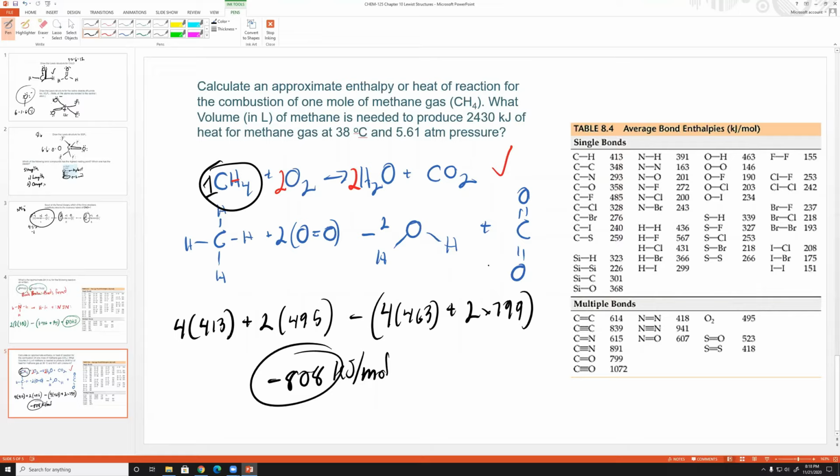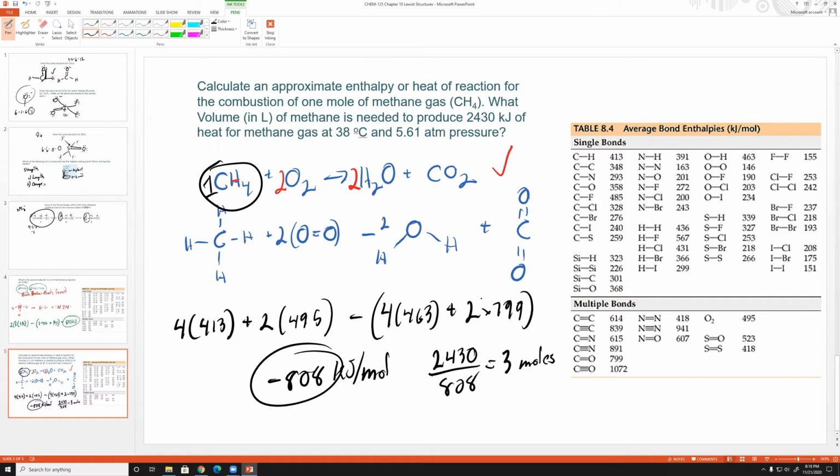All right, so we can divide those into each other. So we can take 2,430 divided by 808, and we get very close to 3. So 2,430 divided by 808 is going to be 3, in essence, 3.007. So we'll just say 3, make it simple. That's going to be 3 moles of methane. That is how much we have in this hypothetical example.